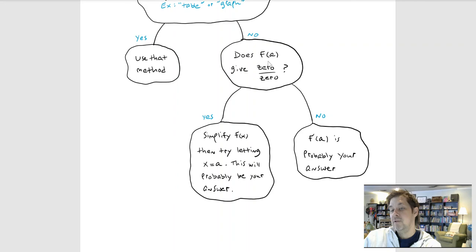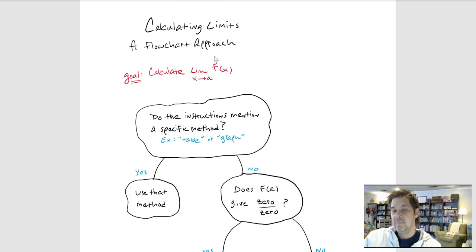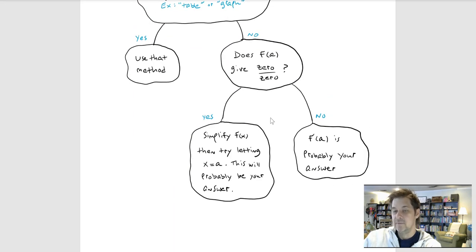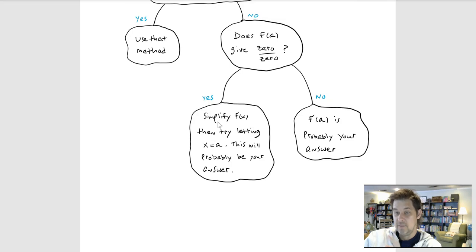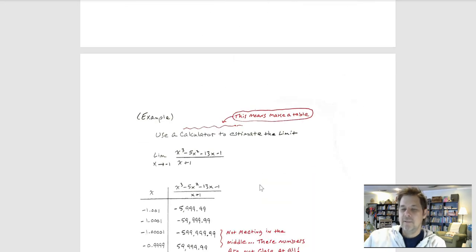What if when you plug in that number a that your limit's at, you do get 0 over 0? Okay, well here's what happens then. You simplify the function, and there are different ways to do that, but I'll show you some examples. Then you let the x be a. And what you get at that point will probably be your answer. Okay, again with the word probably, but if you do everything the right way and you're familiar with the type of examples that you'll see, then it will work out for you. Okay, so let's look at some examples.